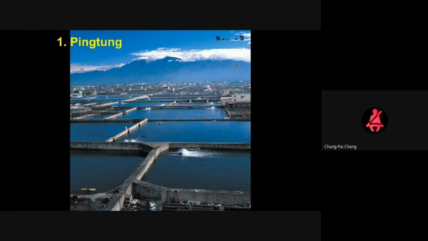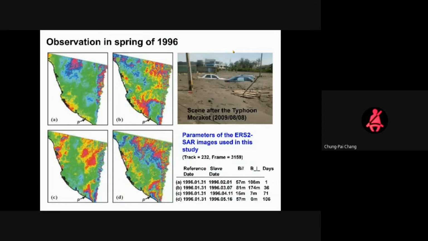Okay, so let's check the result. The very early result is one I did when I was a student in France. We found that there is a serious, very quick subsidence in this area. These images were all acquired in 1996. We use one image from January, and the others from February, March, April to May. So the time interval of these is just several days, 1 month, 2 months, 3 months, and 4 months.